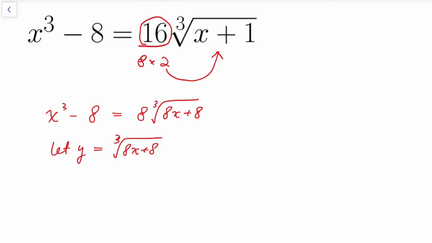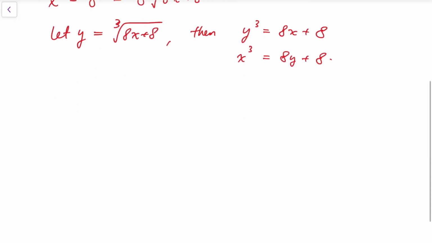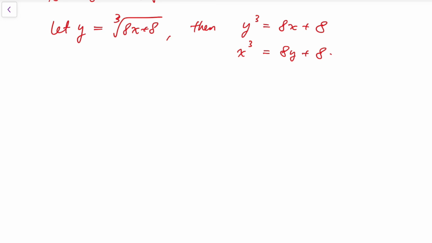the most complicated part of the equation, the cube root, as y, then on one hand we have y cubed equals 8x plus 8, but on the other hand we have x cubed minus 8 equals 8 times y. So x cubed equals 8y plus 8. Now at this point, there are two ways for us to solve this equation. The first way is that we can just do some direct algebra, subtract the two equations.